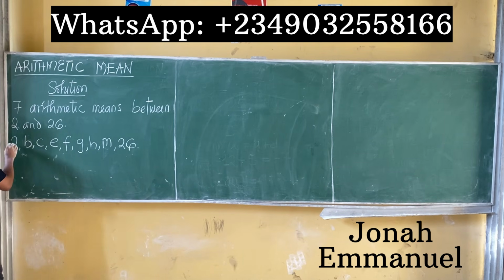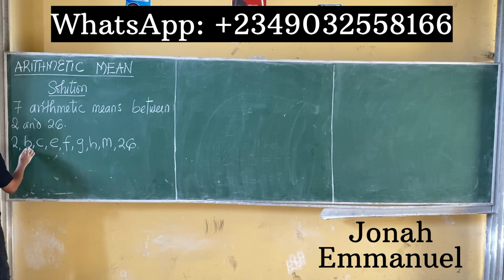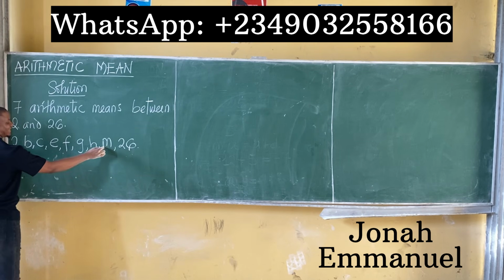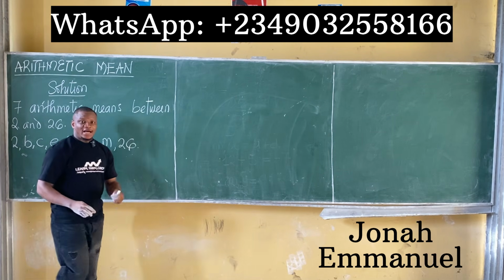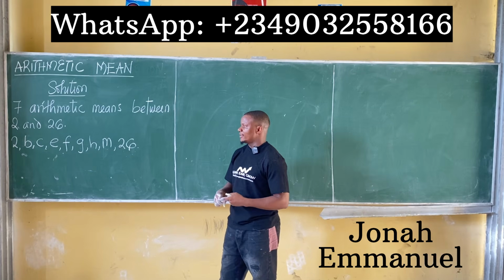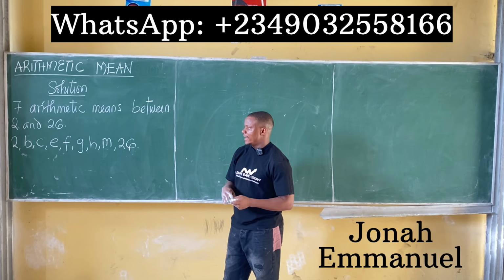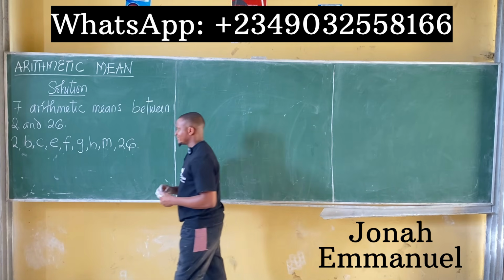All right, so we now have 2. Then we have 7 arithmetic means. That's B, C, E, F, G, H, M. That will be 1, 2, 3, 4, 5, 6, 7 between 2 and 26. So we have this. Our task here will be to find the value of B, C, E, F, G, H, and M. So how do we solve that?